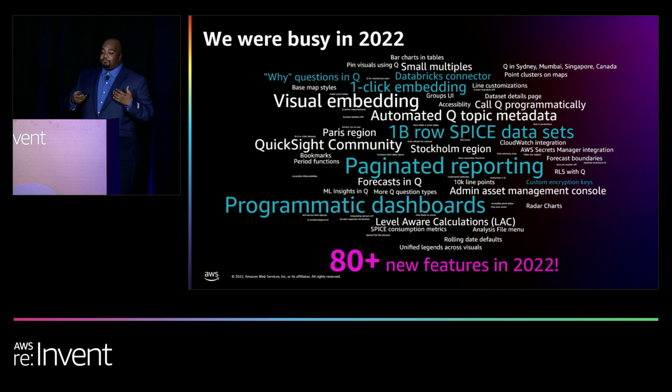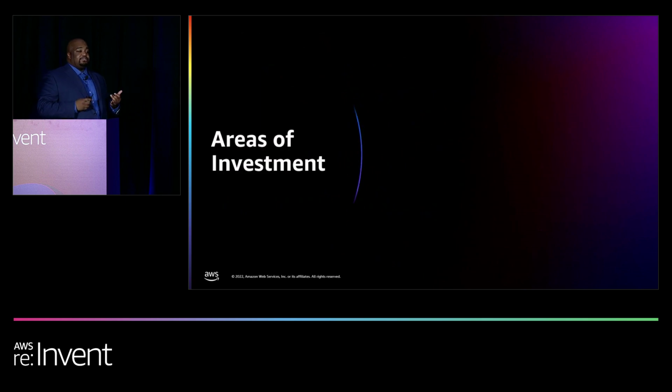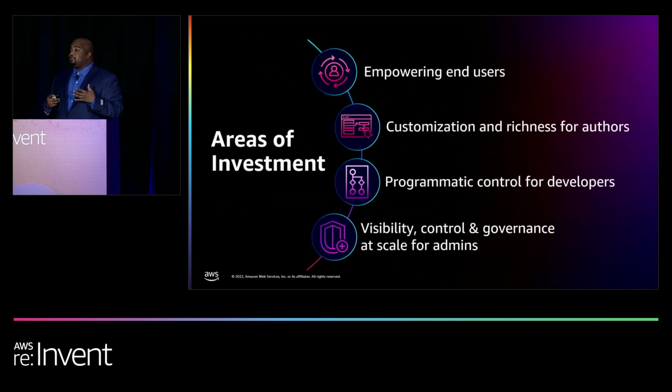Following that, from a theming perspective, the areas of investment are: empowering end users, right, so providing a rich reader experience for the consumers of the data; customization and the richness of the author reports; programmatic control for developers, since AWS has always been builder-centric, so we make sure we provide that framework of capabilities; and then governance, with visibility, control, and automation around the ability to scale for admins.